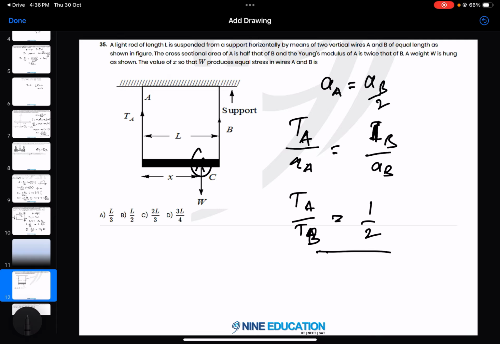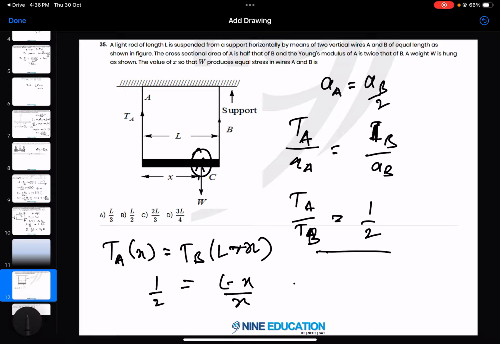Now writing the torque equation about this point, about which the weight is passing through. So net torque should be 0. So TA into x must be equal to TB into L minus x. So TA by TB is 1 by 2, which is L minus x by x. So x equal to 2L minus 2x, x equal to 2L by 3, which will give us option C.